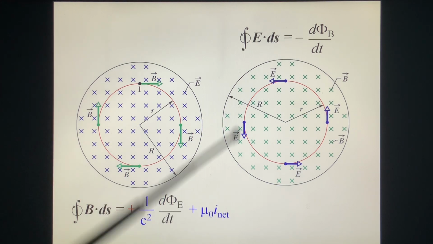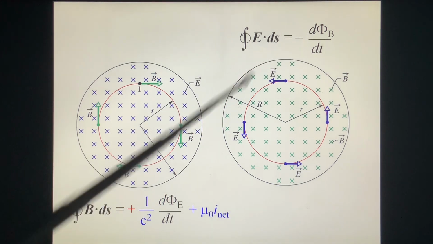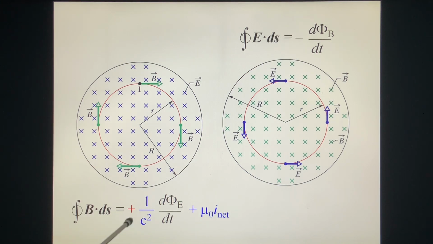This is a minus sign. This is a positive sign. So, if you take a circle which passes point 1, this B is positive, this E is negative, the different direction. They don't go against the change.